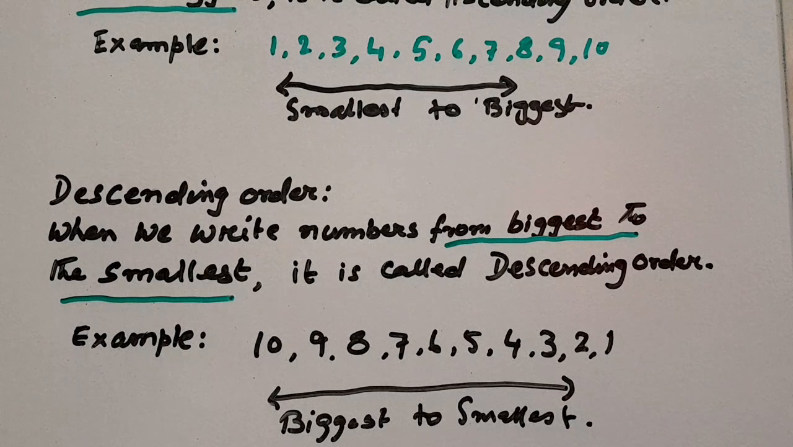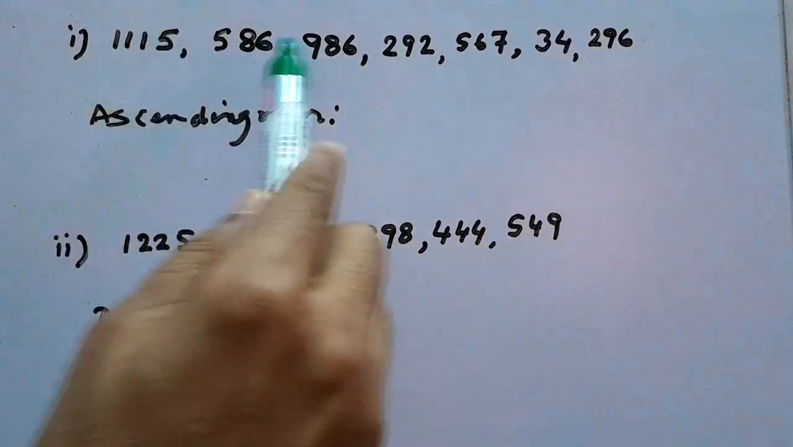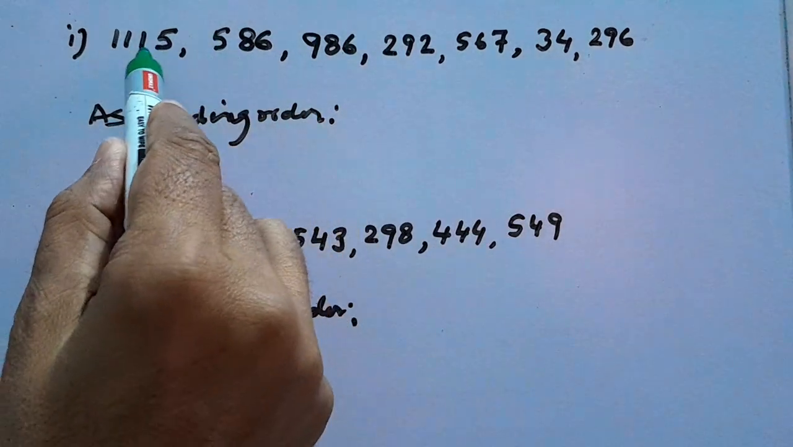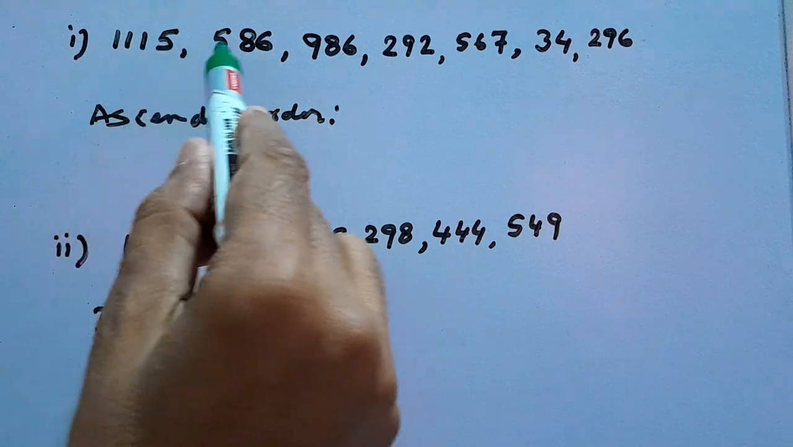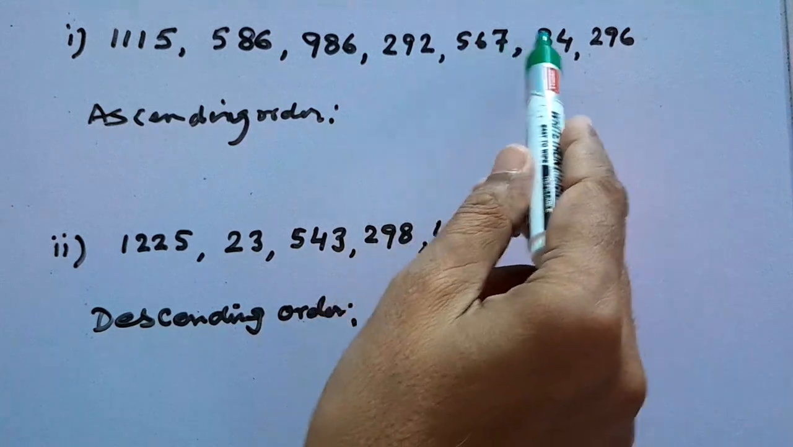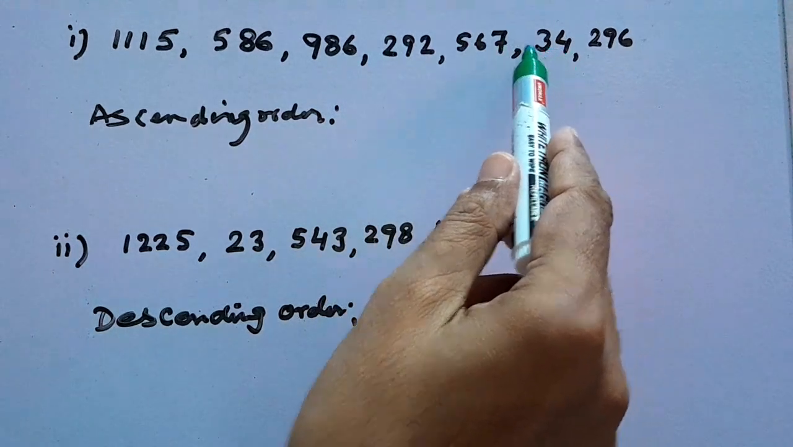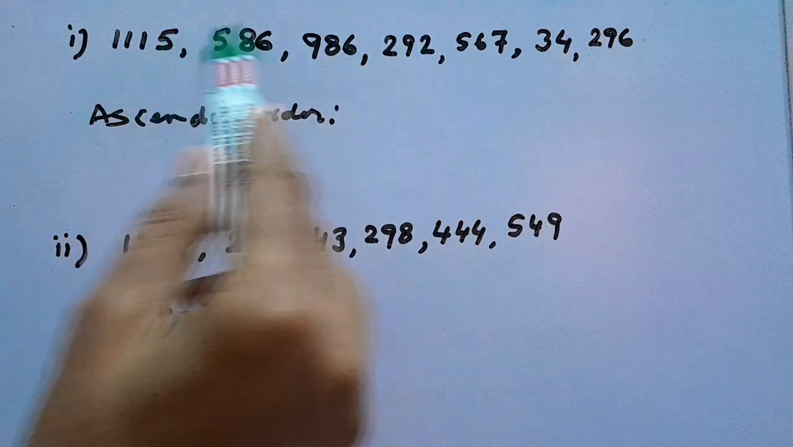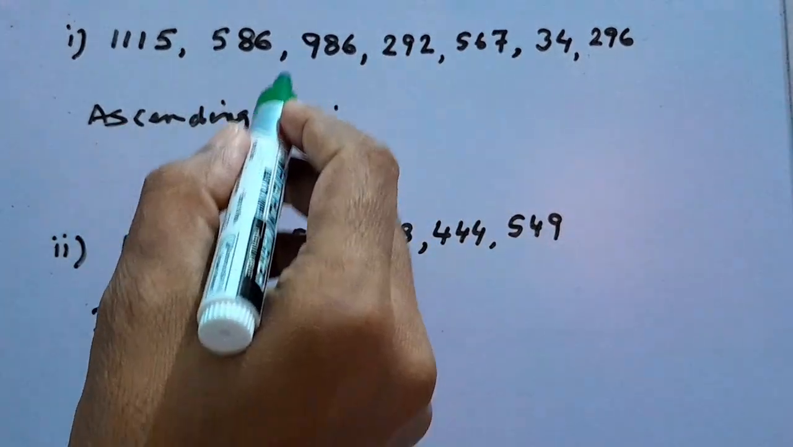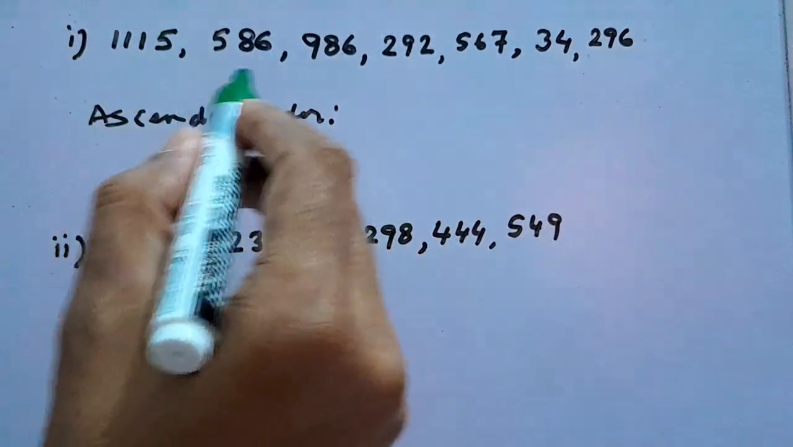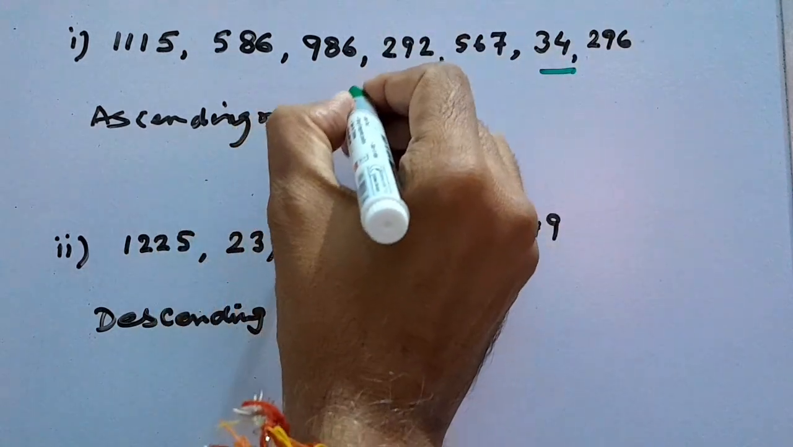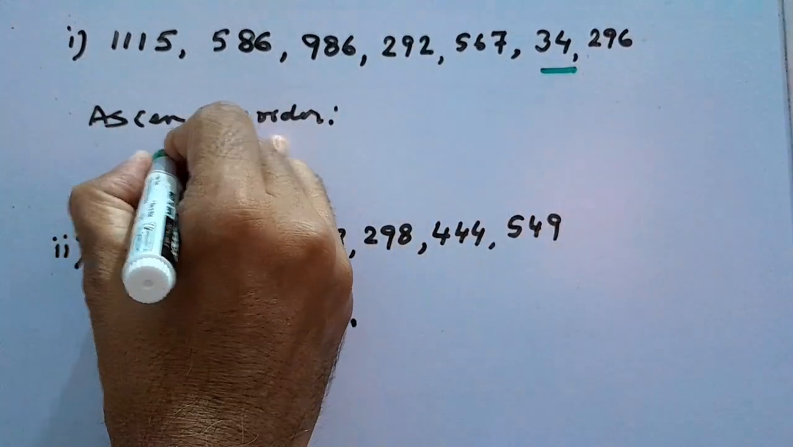Now we'll do an exercise. Here a few numbers are given. We have to write them in ascending order. So here one number is in 4 digits, and 5 numbers are in 3 digits and one is in 2 digits. So the 2 digit number is the smallest one. In ascending order, we will write the numbers from smallest to biggest. So here 34 is the smallest number. So we will write 34 first.